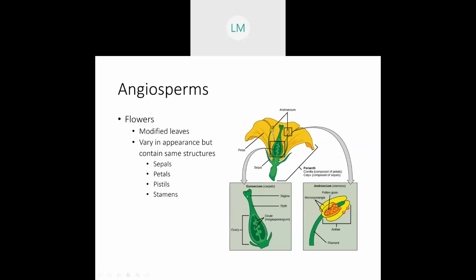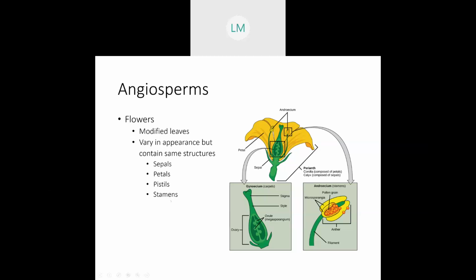Then we have our style. So that's the tube that connects the stigma up at the top down to the ovary at the bottom. And the style is where the pollen is going to move from where it got stuck up here at the stigma down to our ovary. Because remember, the pollen has our male gametes in it. So we are going to take our male gametes down to our female gametes for fertilization.